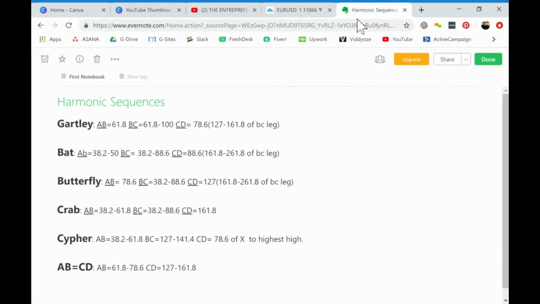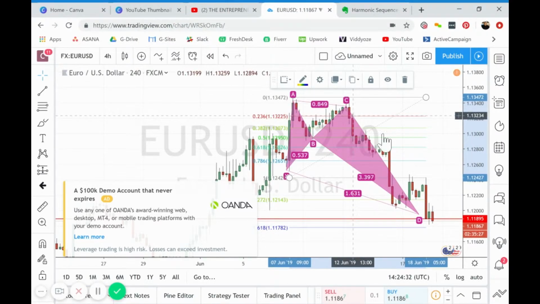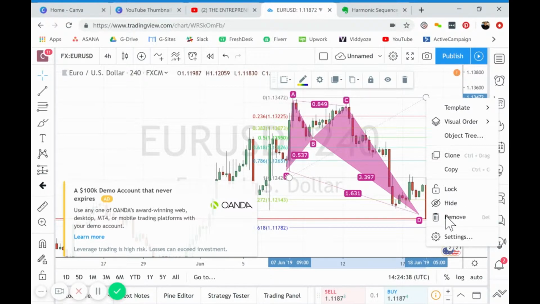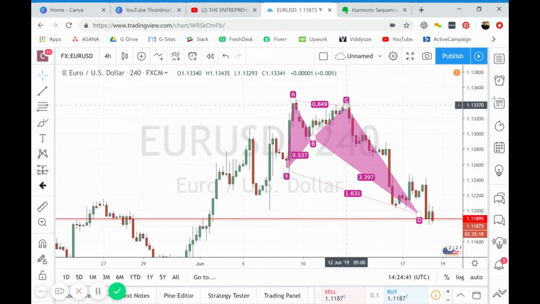Now, according to the crab sequence, what should follow an AB pullback is a BC pullback anywhere between 382 and 886. I want y'all to try to keep up with me because this can get very confusing. So I'm going to do this again. I'm going to delete this fib tool here, and we're going to do it again because I want you guys to really see what I'm looking at here, okay?